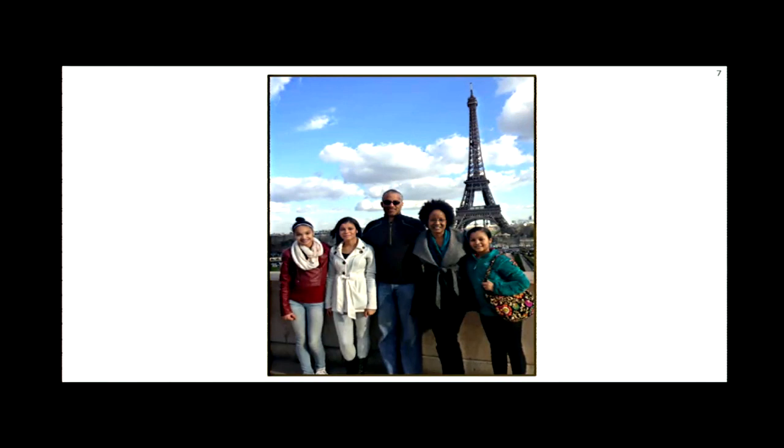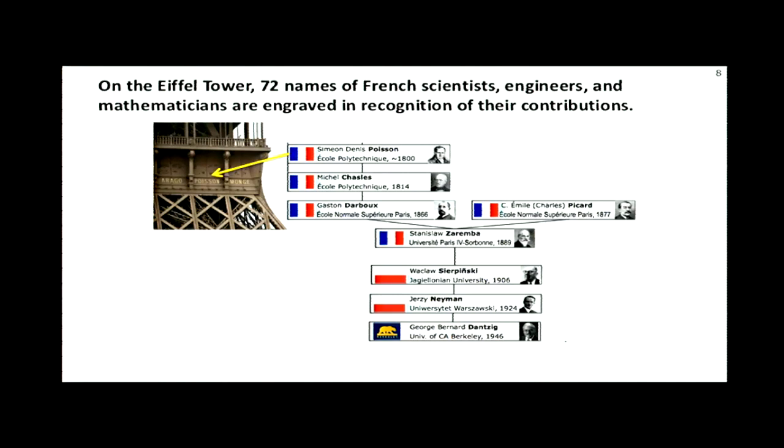Does anybody happen to know what's written on that first level of the Eiffel Tower? Has anybody been to the Eiffel Tower? Well, if you zoom in really closely to that edge, along the first tier are the names of the mathematicians and scientists who contributed to the design and building of the Eiffel Tower. And one of those names is Poisson, of Poisson distribution.